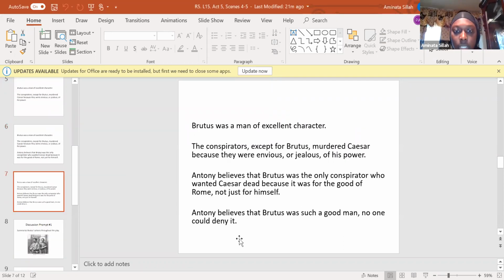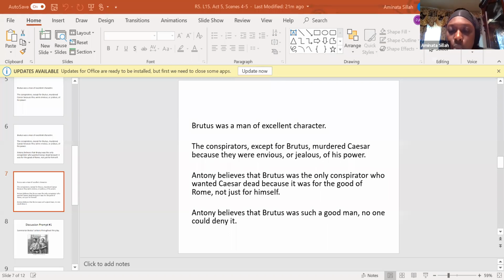The next one. So he believes that Brutus was such a good man. No one can deny it. So Antony tells us at the end of his speech that Brutus was such a good man that nature itself would have said so. I want us to think about that line. Nature itself would have said so. Does Antony mean that literally nature is going to say that Brutus was a good man? Agree or disagree? What do we think? Does he think that nature itself would say that?